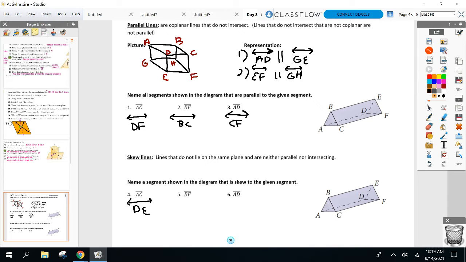All right, anybody got anything that's skew to EF? Skew to EF. It's going to be a while. Sorry, everybody, before I start doing this. Emma, go ahead. DA. DA, yep. And how about skew to AD?